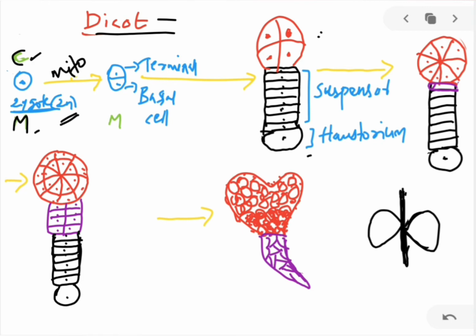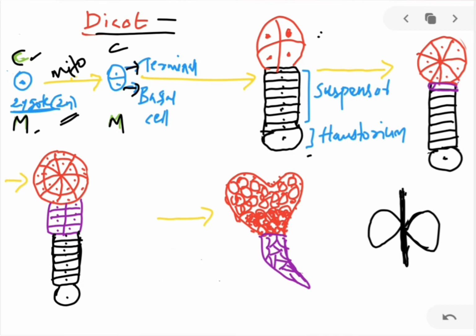Now what happened? The zygote undergoes mitotic division to form two cells. Now the cell which is towards the micropylar end is termed as basal cell and the cell which is towards the chalazal end is termed as terminal cell. So basal cell as well as the terminal cell. Which one is basal cell? The cell which is there in the micropylar end. So you can say that there is a horizontal division. What is horizontal division? This is the zygote, which divides into two in this axis. So there will be two cells which are formed. This one is termed as the basal cell and this one is termed as the terminal cell. Right? This is what happened now.